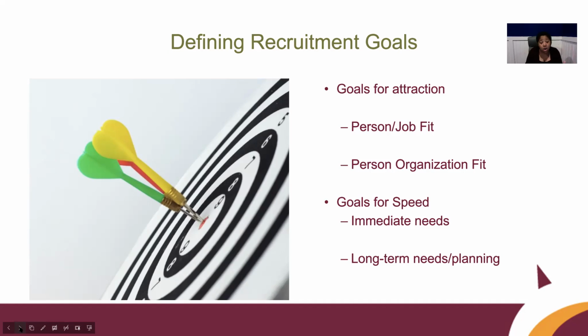But then in the long term, we also talked about in previous chapters, and we'll continue to talk about, how do we develop those new candidates, right? We get them in the door, but how do we retain them in such a way that we develop them for the benefit of the organization and for them as well? Those are things that you want to keep in mind as you are defining what your recruitment goals actually look like.